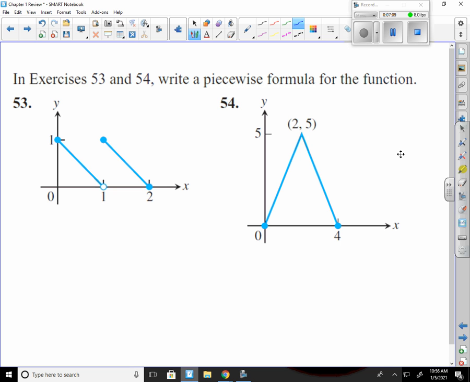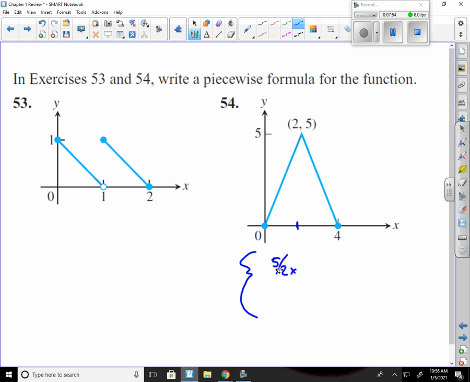In exercises 53 and 54, write a piecewise formula for the function. So if I look at this, say we'll do 54. When x is between 0 and 2, it's following this function. So let's find out what that function is. It's a straight line going up, so that tells us it's linear. My slope is up 5 over 2, so that would be 5 halves. So it's 5 over 2x.